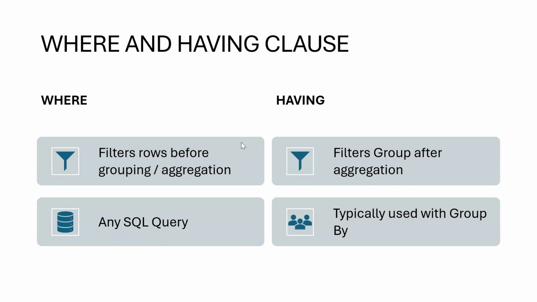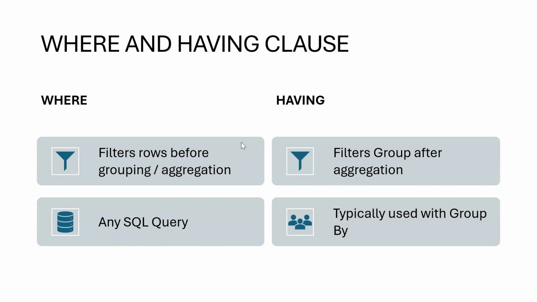And the WHERE clause we can use with any SQL query. For filtering data, suppose I want the sale amount to be greater than 2000. I can write a simple SELECT query and a WHERE clause where I want the total sale amount to be greater than 2000. So with any SQL query, I can use the WHERE clause. But the HAVING clause you can use typically with GROUP BY only. When I'm using any aggregate function and GROUP BY to group the data for analysis, in that case I can use the HAVING clause.